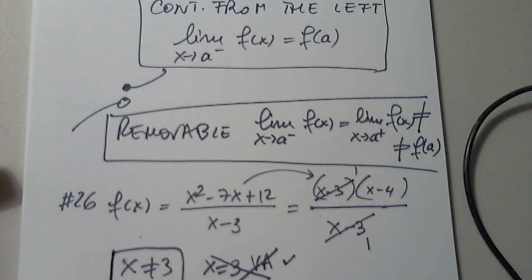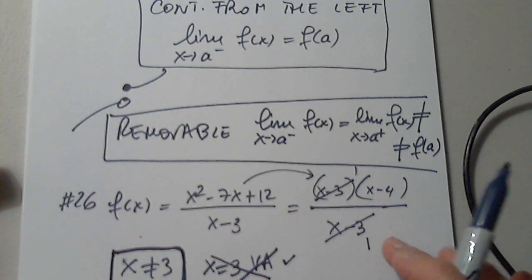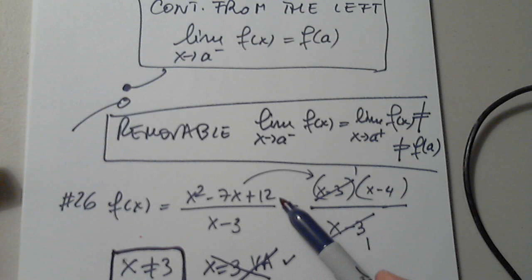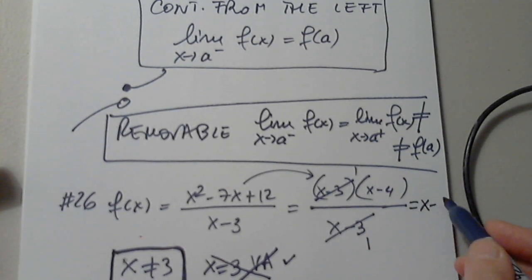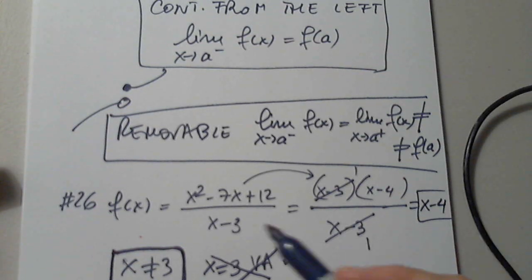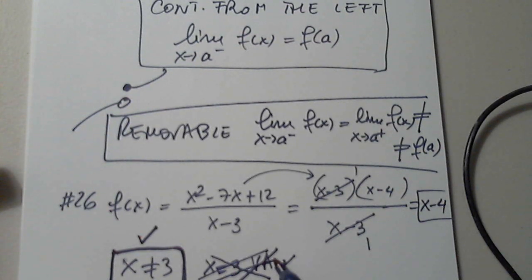The function is still undefined at x equals 3. You cannot change that. By simplifying it, it doesn't change the fact that the initial function is not defined at 3. So now the final simplified form is x minus 4, but this has to stay. And it's not a vertical asymptote because the factor was simplified. So this is just a simple hole.